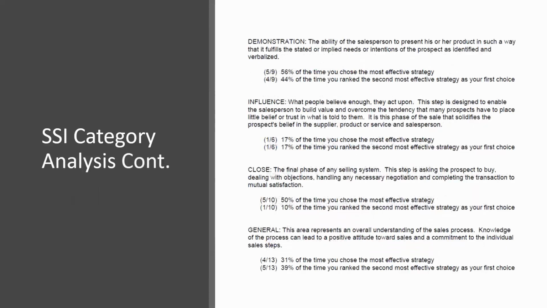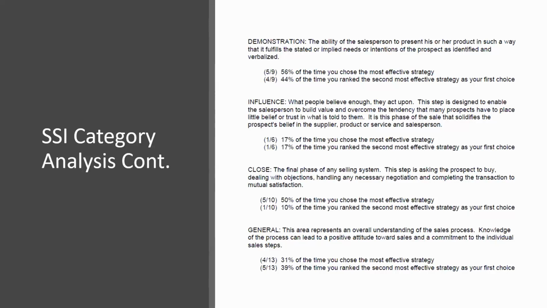Demonstration, right? So this is the sales presentation phase. The words they use are slightly different, but they mean the same thing. You know what they mean. So during the presentation phase or demonstration phase, 56% of the time, you chose the most effective strategy. 44%, you chose the second most effective strategy as your first choice. Influence. 17% of the time you chose the most effective. 17% of the time you chose the second most effective.